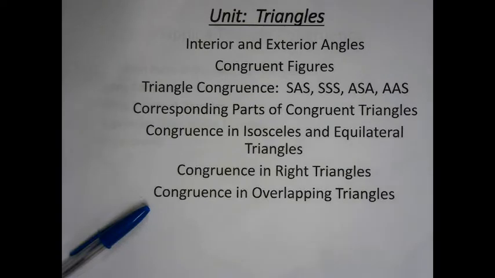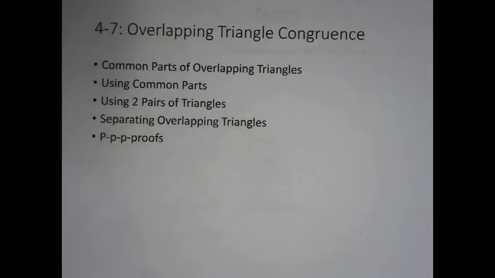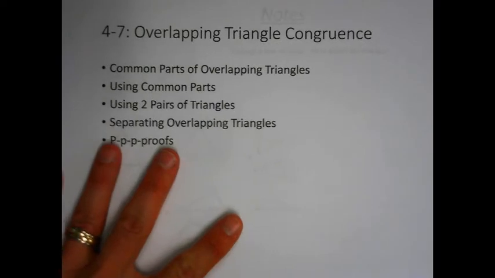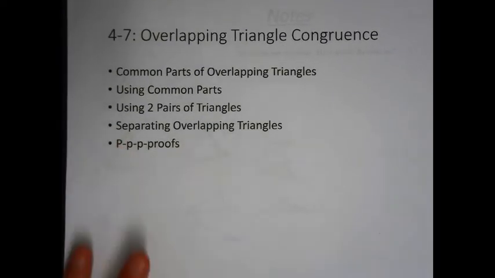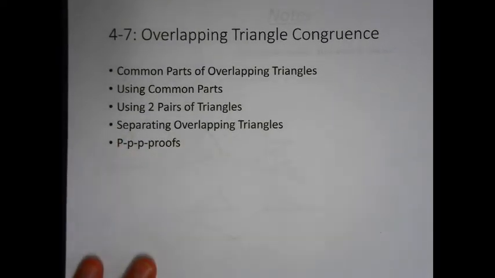This was one bear of a unit, and we're finally getting to the last piece of the puzzle, which is congruence in overlapping triangles. So what are we going to be covering today? We have a few things, and this is arguably the most confusing thing. We're going to talk about common parts of overlapping triangles, using common parts, using two pairs of triangles, separating overlapping triangles, all these things about overlapping triangles, and the way we're going to do it?